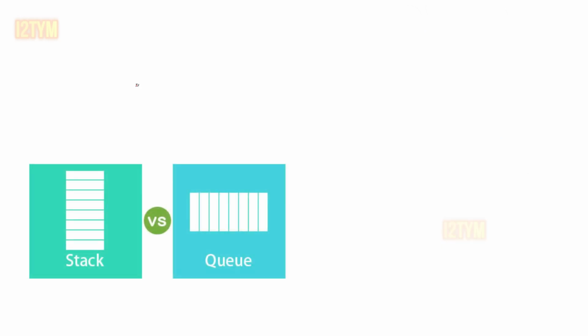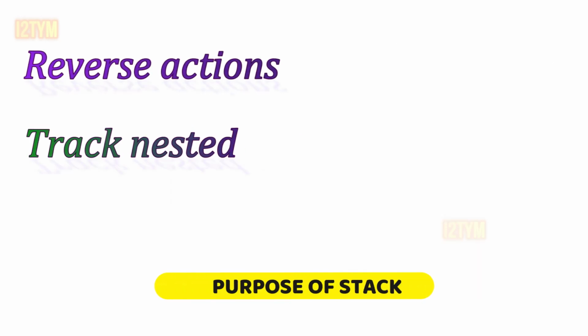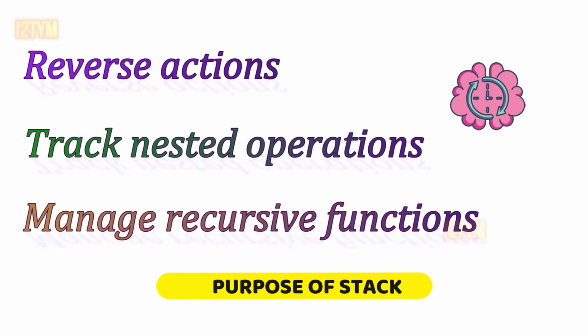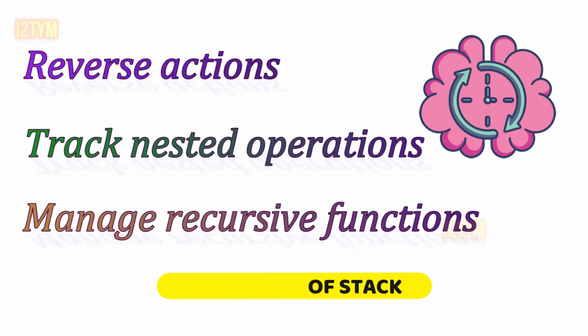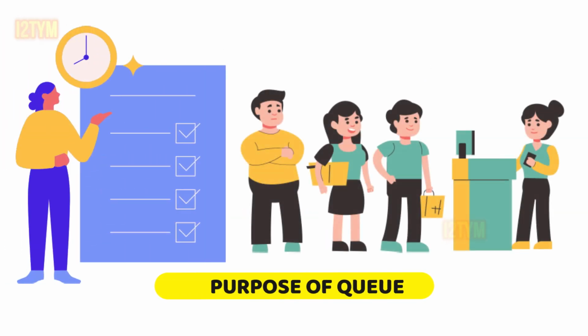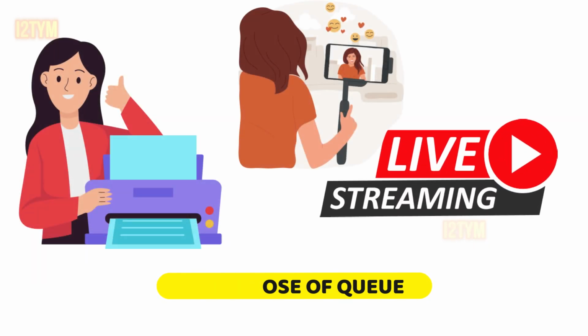Now why do these matter in computer science? Let's break it down. Stacks are used when you need to reverse actions, track nested operations, or manage recursive functions. They're perfect for short-term memory and backtracking. Queues are used when tasks need to be handled one at a time in the right order, like serving users, printing files, or streaming videos. They help systems run smoothly and fairly.